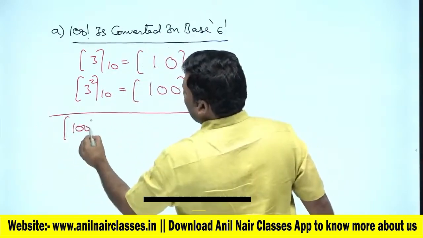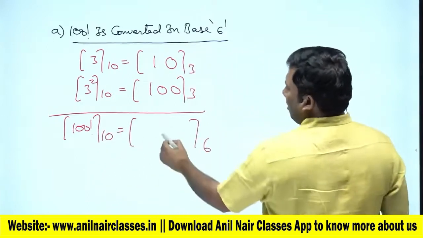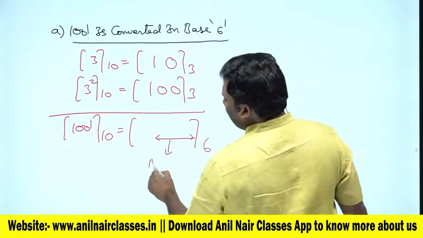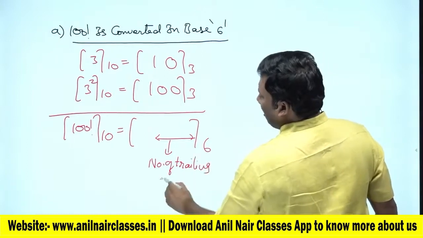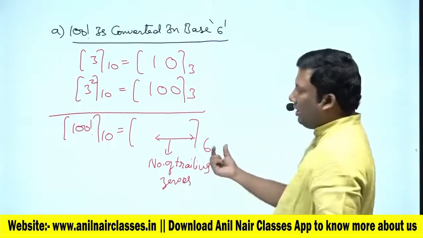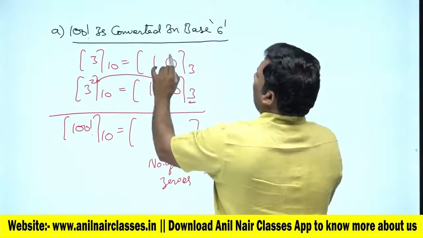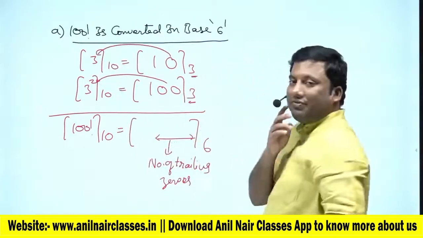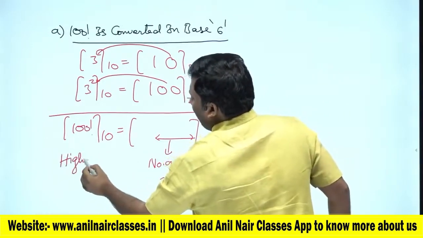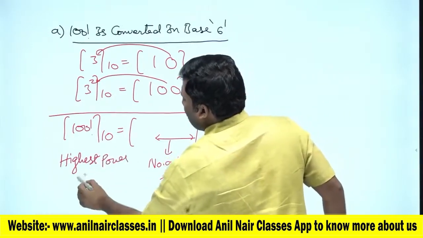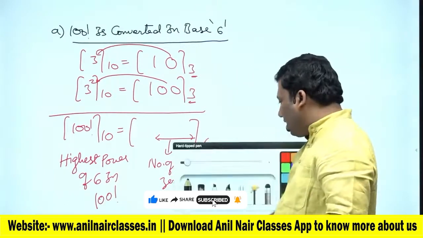100 factorial in base system 10, if I convert into base system 6, what is the number of trailing zeros, the number of zeros at the end? The number of zeros at the end is the power of 3. What is the 3? The base. Number of trailing zeros is the highest power of that base. So, the highest power of 6 in 100 factorial.